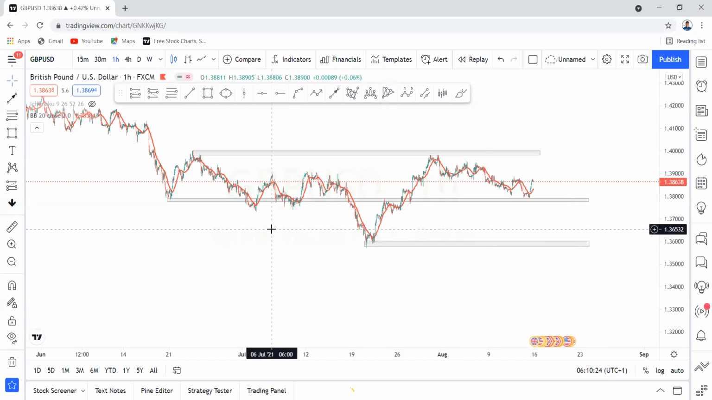And a resistance is any zone in the market that is keeping the market below that particular price. So this zone is keeping this market below, so it's actually a resistance. I believe you get that.